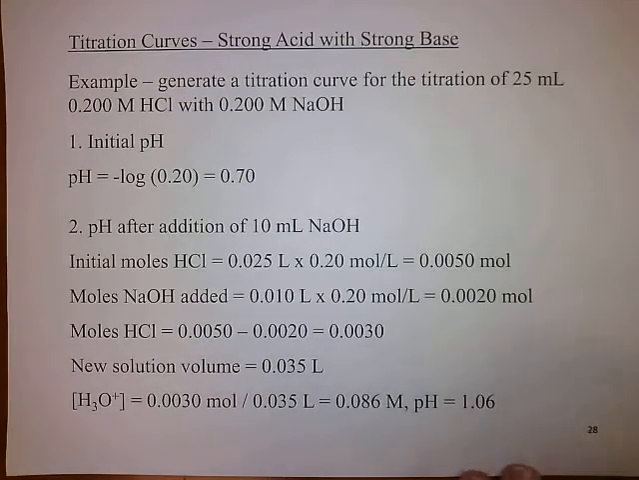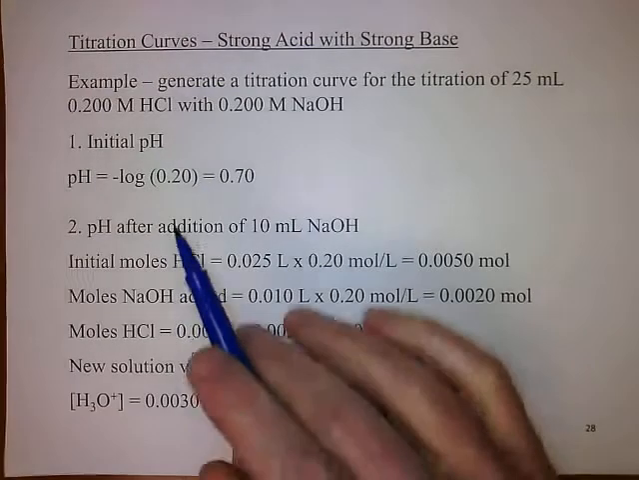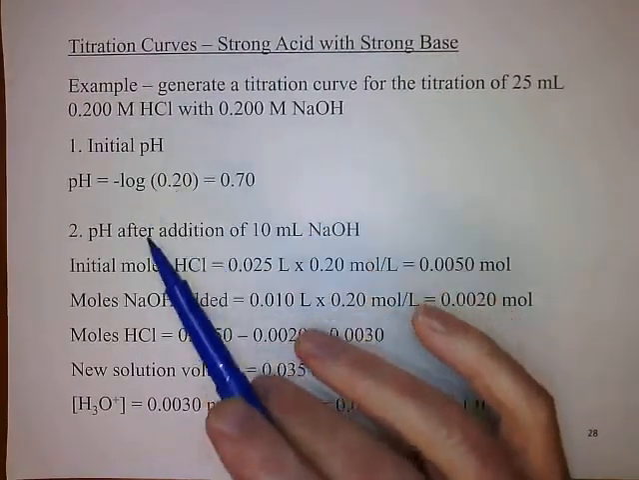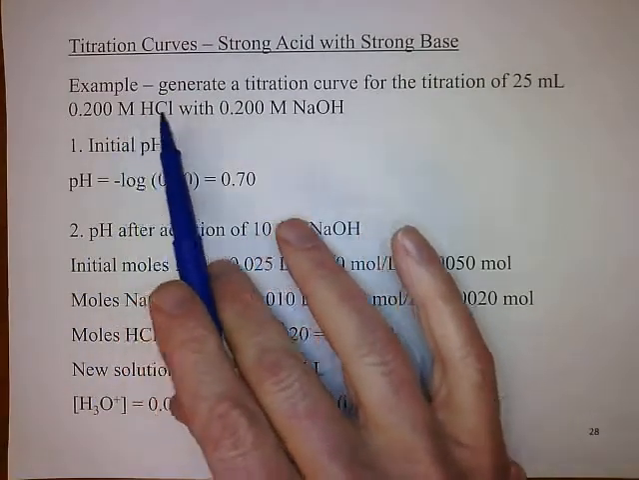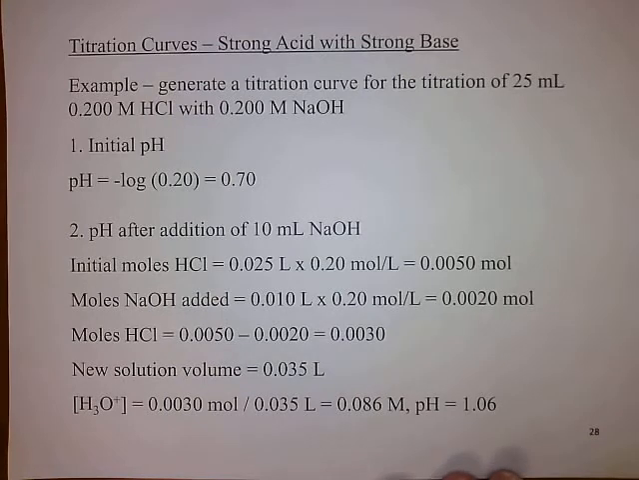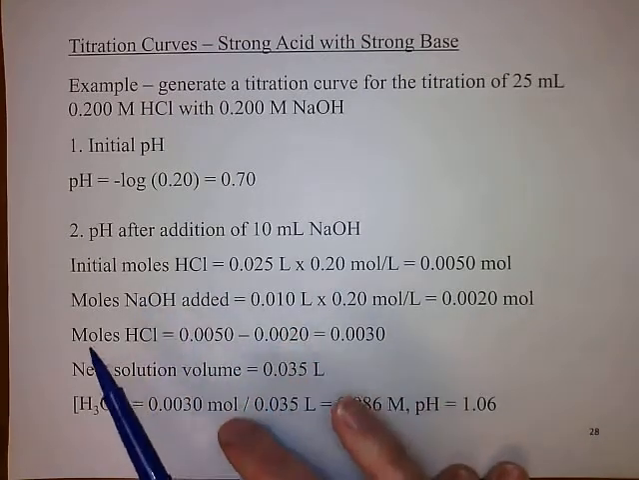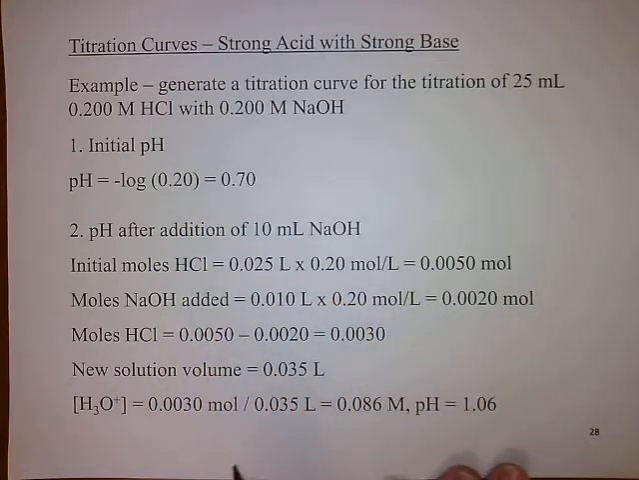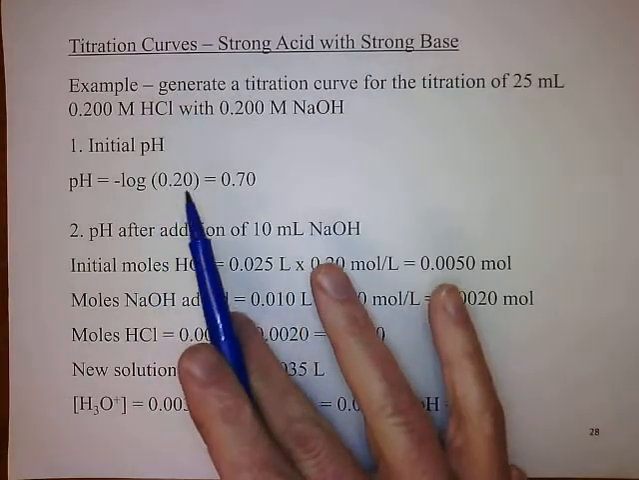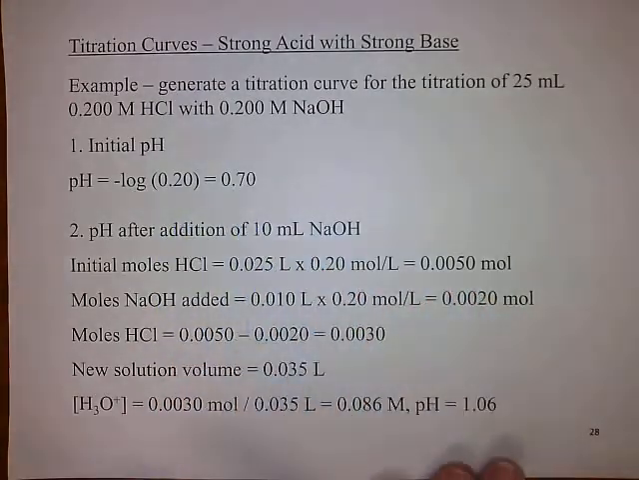Right, so we're going to first calculate the initial pH. Okay, so you know that hydrochloric acid is a strong acid, meaning that it's 100% dissociated, right? So what's the concentration of hydronium ion in 0.20 molar hydrochloric acid? It's simply 0.20 molar. So we take the negative log of that to calculate the pH, negative log of 0.20, and you get 0.7. So that's your initial pH.